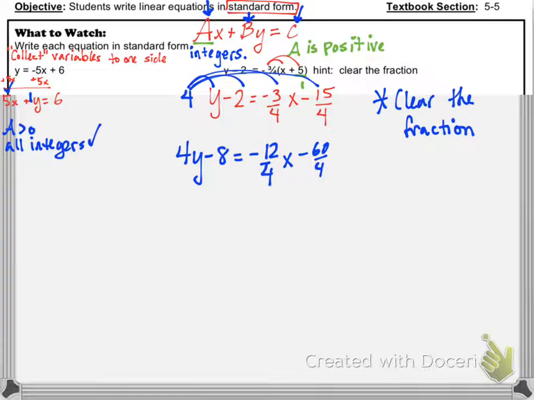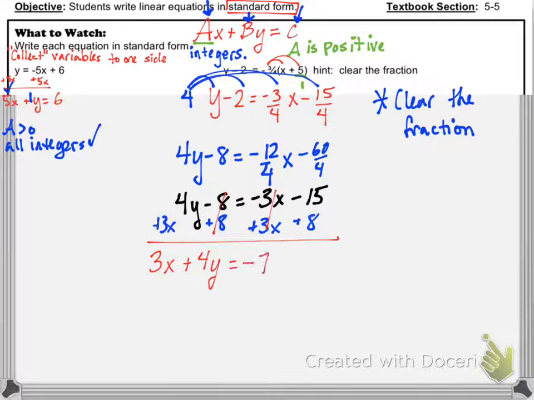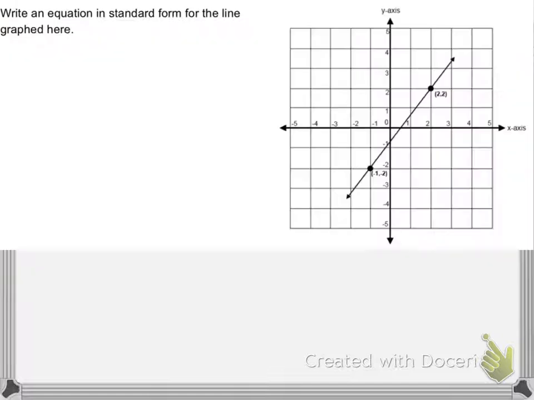And I did it out the longer way this way, but when you do that, you know that it's going to simplify to all whole numbers. And then we're going to, again, collect all the terms to one side. So I'm adding 3x to both sides and adding an 8 to both sides. That way those two will cancel out, giving me the proper format.